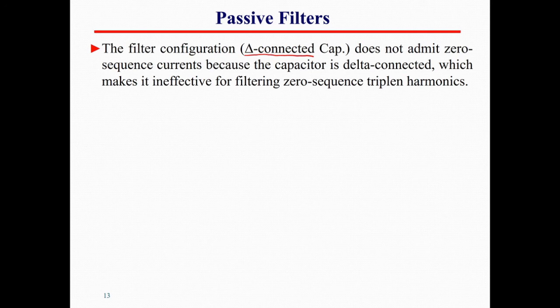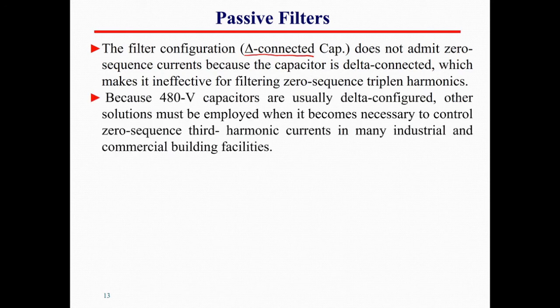Okay, so over here we are saying that the filter configuration does not admit zero sequence current because the capacitor is delta connected, which makes it ineffective for filtering zero sequence tripling harmonics. Those harmonics will keep circulating through the delta. Because the 480 capacitors are usually delta configured, other solutions must be employed when it becomes necessary to control the zero sequence third harmonic current in an industrial and commercial building facility.